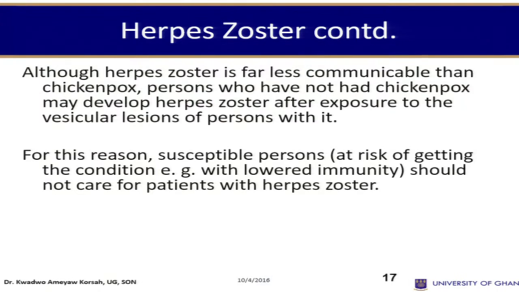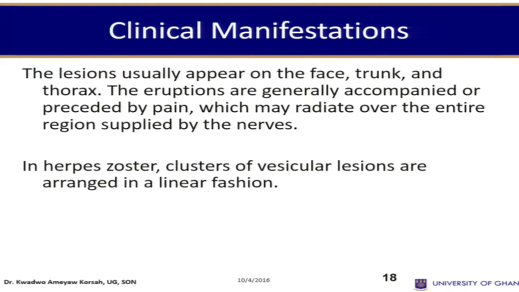So persons who have not had chickenpox may develop chickenpox after exposure to the vesicular lesions of a person with herpes zoster. So for this reason, susceptible persons at risk of getting the condition, for example with lowered immunity, should not care for a patient with herpes zoster, so that those people do not get it. The lesions usually appear on the face, the trunk, and then the thorax, especially around the thorax.